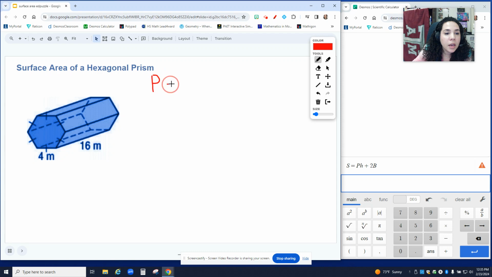Capital P, again, is going to represent perimeter of the base. And again, you could fold this out and look at the net. Perimeter of the base. You could look at the net. And here, because we are given the side length of 4, that's pretty easy to calculate, right? We have a hexagon, so there's a total of 6 sides, a side length of 4. That's going to be a perimeter of 24 meters.